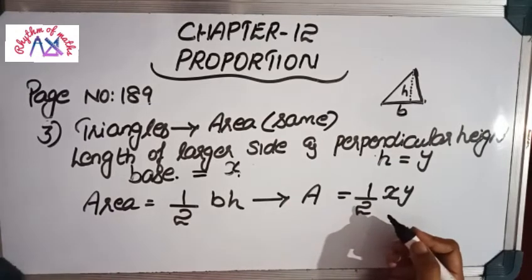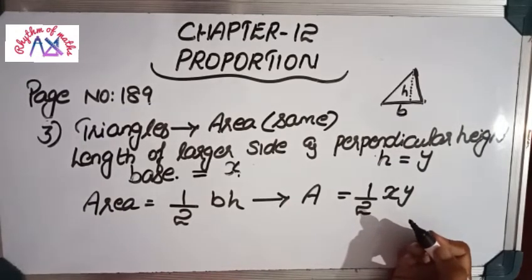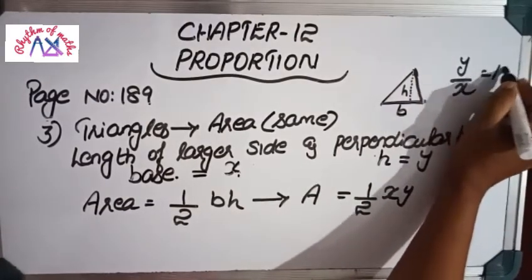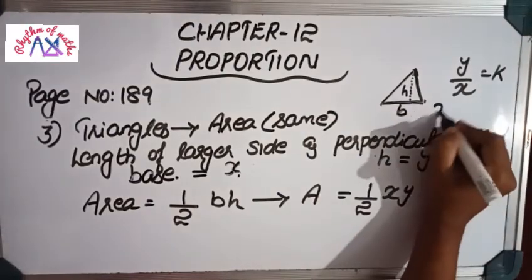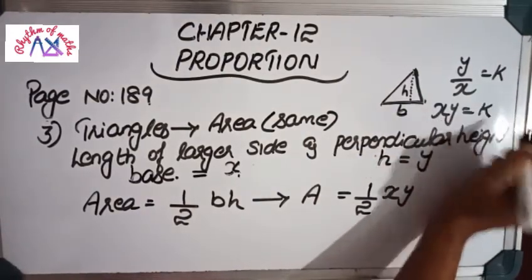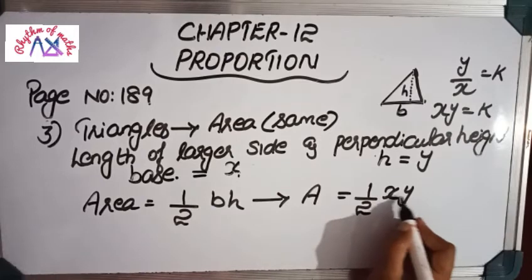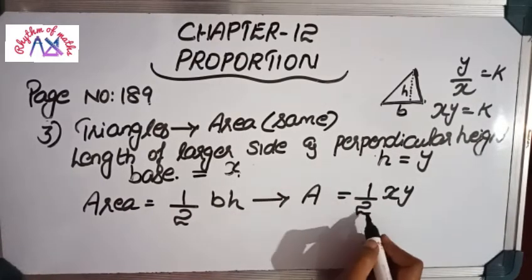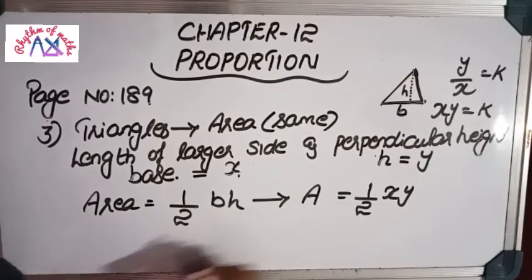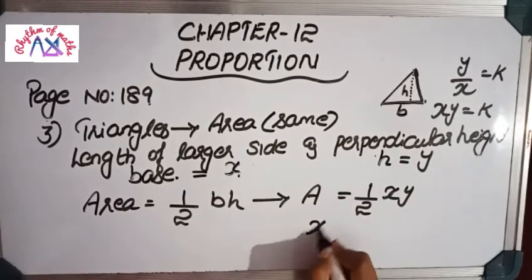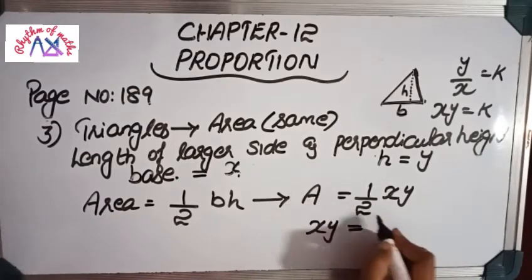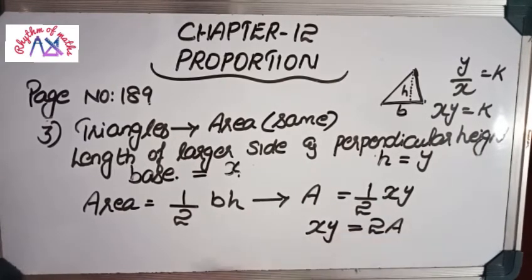Now we need to consider this as a proportion. So to get a proportion, either we have to get y by x equal to a fixed number, or we must get xy equal to a fixed number. So here xy is already there. Take this half to this side, so divided by 2 comes to this side, it will be 2 into A. That's why xy equals 2 into area.